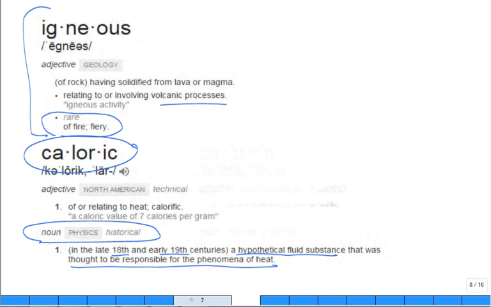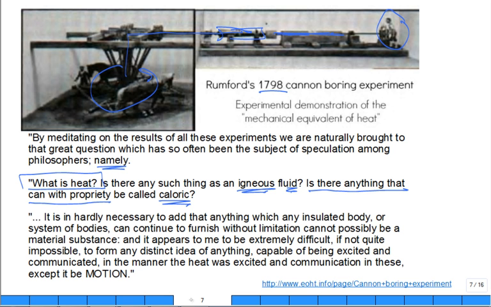But his cannon boring machine, he would put a dull bit in there and turn it, and through the friction he could boil all the water he wanted all day long. That marveled people and marveled him, and that went contrary to the caloric theory. It's kind of like once it's transferred, it's done. Here he's transferring. So it's hardly necessary to add anything which an insulated body or system of bodies can continue to furnish without limitation.